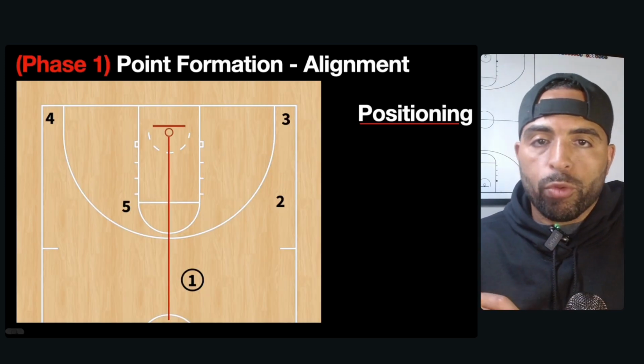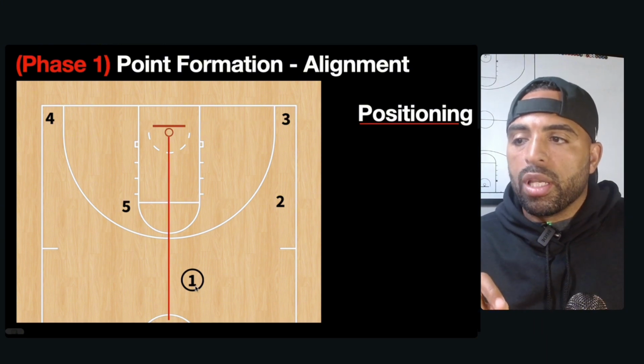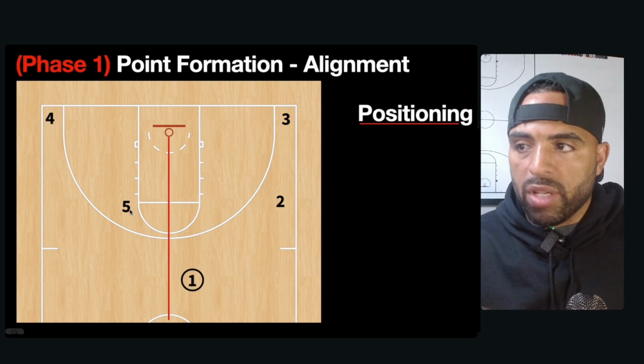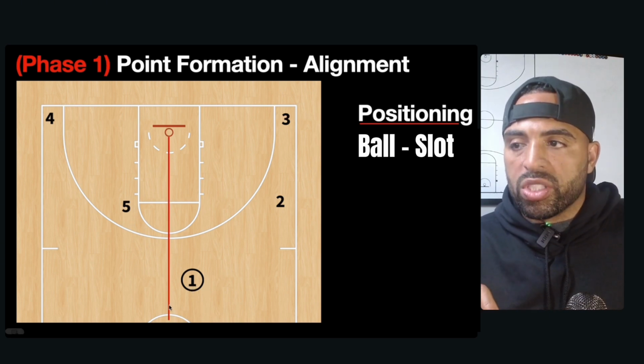Phase 1, the point formation. Let's talk about the alignment and positioning. The ball will start in the slot area. All positions are interchangeable, even the 5 position. But the point guard will be in the slot with the ball, one side of the basket line.